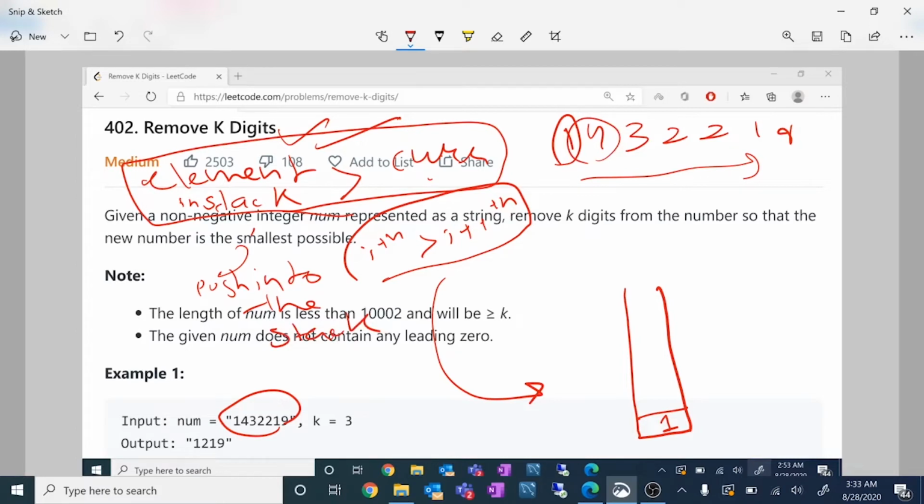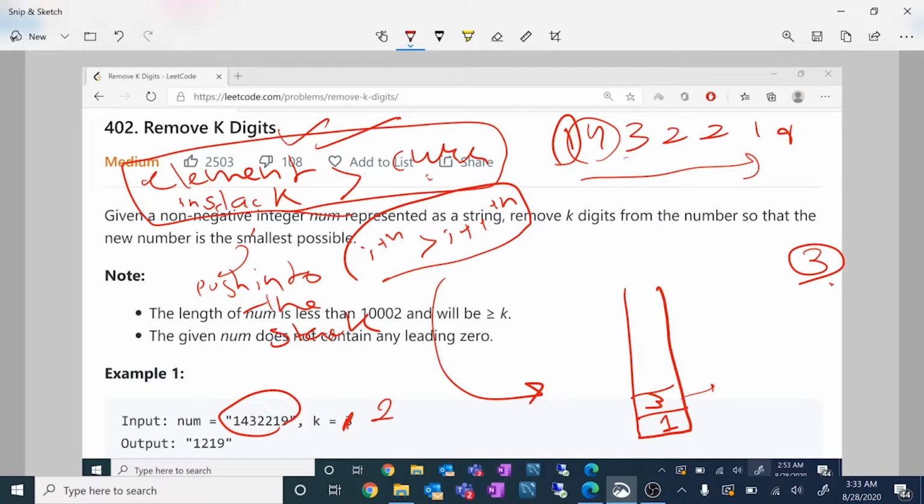Is 4 greater than 1? Yes, it is greater than 1. So this condition is violated, and I push 4 into the stack. Now I encounter 3. Is my element in stack, which is 4, greater than 3? Yes, it is. So I pop out 4 and I decrement my k. So now k left over is 2. Now I check again. Is my element in stack, which is 1, greater than my current element? No. So I push 3 into the stack.